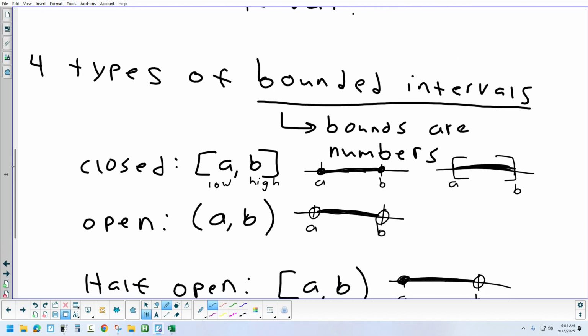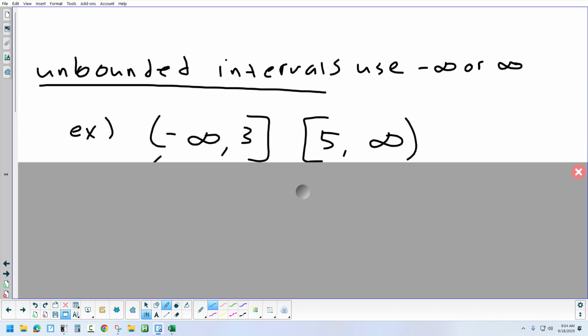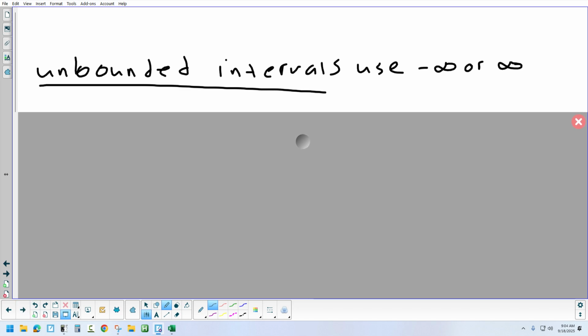All right, so now if we have bounded intervals, we also have unbounded intervals. When an interval is unbounded, it will have an infinity symbol in it. So now, instead of saying something like all real numbers, we could say something like the lowest value you could choose is negative infinity, and the highest value you could choose is positive infinity.